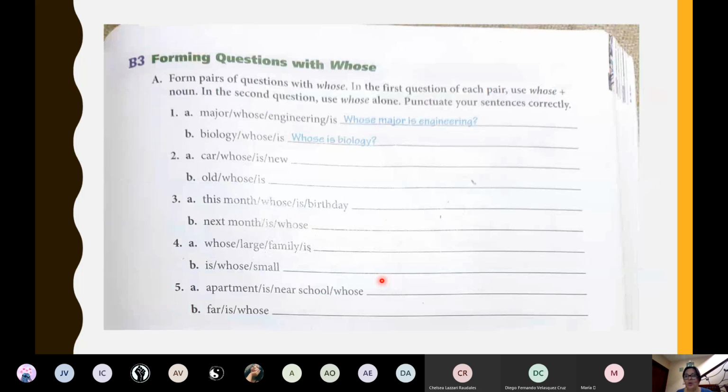So, let's go to page 105, exercise B3, and we are going to do B4, and that is all, and you are not going to have homework for the other week. Okay? So, in B3, you have some words that you have to order to make sentences. And we have the example in number one. We have major, whose, engineering, is. In B, we have biology, whose, is.